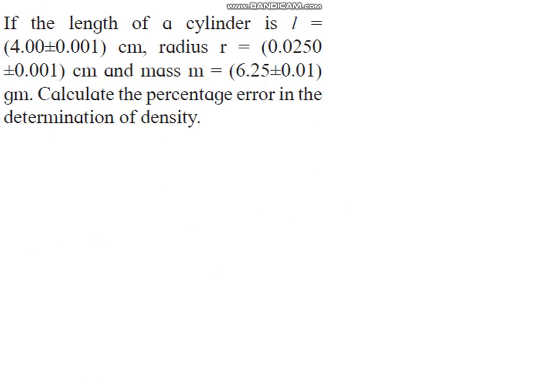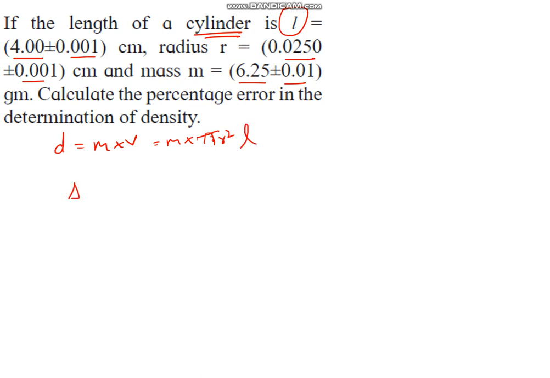If length is 4 plus or minus 0.01, radius is this, and mass is 6.25 plus or minus 0.01. Calculate the percentage error in the determination of density. Now density is given by mass divided by volume. Now what is the volume of a cylinder? So volume of cylinder is given by pi r square h. Instead of height they have given length, so we'll write pi r square l.